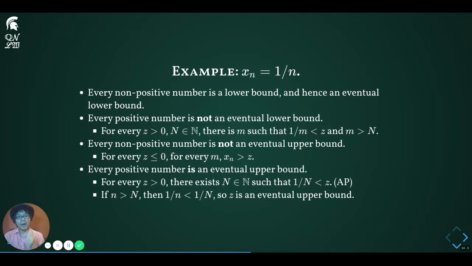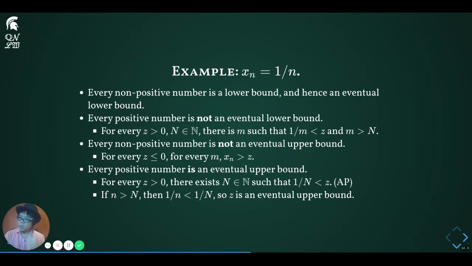I claim that no positive number can be an eventual lower bound. For given any positive z and index capital N, we can find, using the Archimedean property, a natural number small m such that 1 over m is less than z. By making m even larger, we can ensure it is larger than capital N as well. So we have proven that the negation of the definition of z being an eventual lower bound is true, and hence z is not an eventual lower bound.